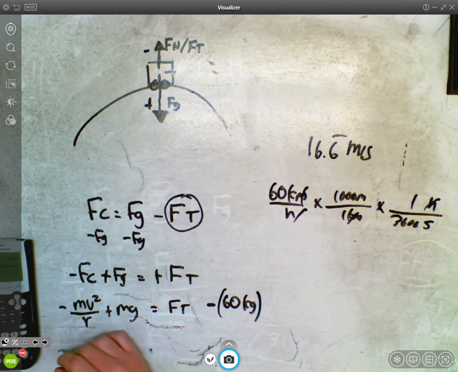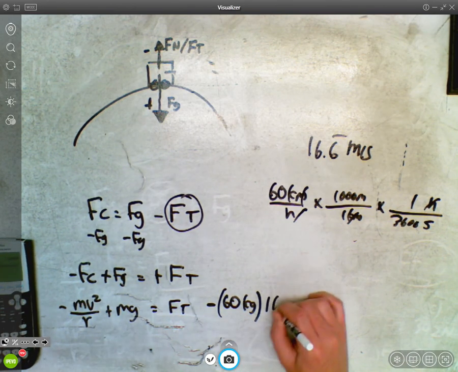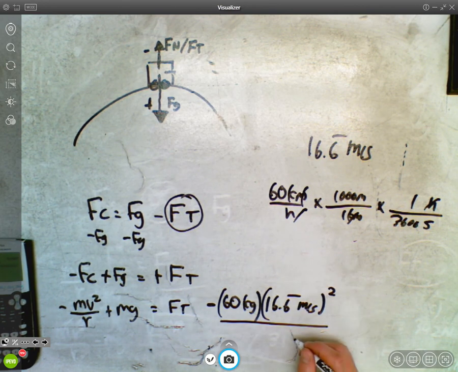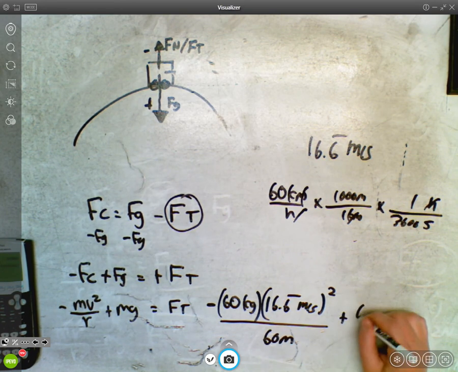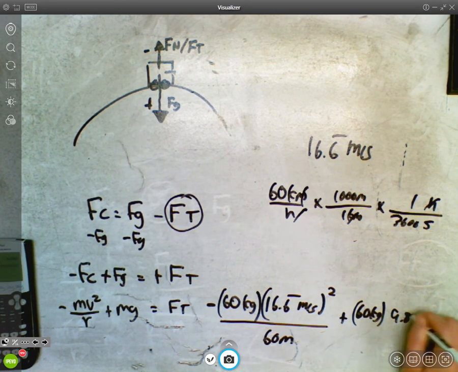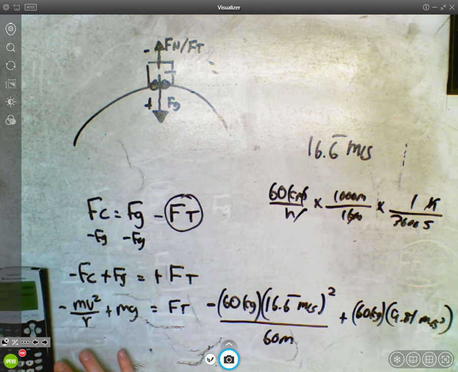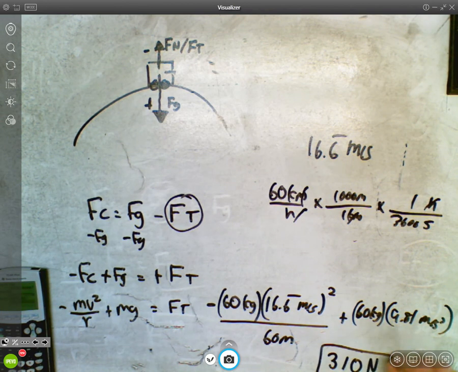Okay, now we're ready to plug stuff in. So negative 60, our speed is 16.6 repeated meters per second. We have to square that. Our radius is 60 meters. And then we add on 60 kilograms times 9.81 meters per second squared. So remember to make this first one negative. So 16.6 squared times negative 60 divided by 60, plus 60 times 9.81. And we end up getting 310 newtons. So that's the apparent weight.